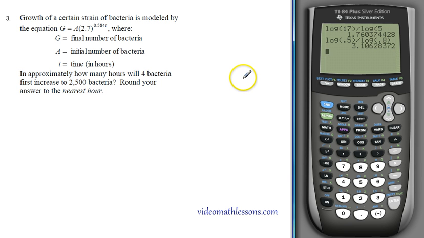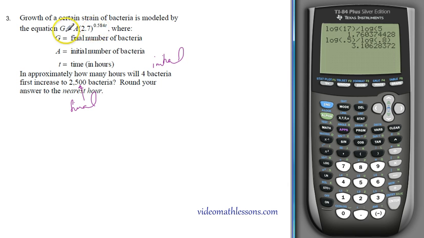All right, bacteria. The growth of bacteria is modeled by this equation. And we just talked about this. So this is the final, A is the initial, T is the time. Now, how many hours does it take for bacteria, that's the initial, that's the A value, to increase to 2500? That's the final, or the G value. And they want this to the nearest hour, so we're just going to round to the nearest integer.